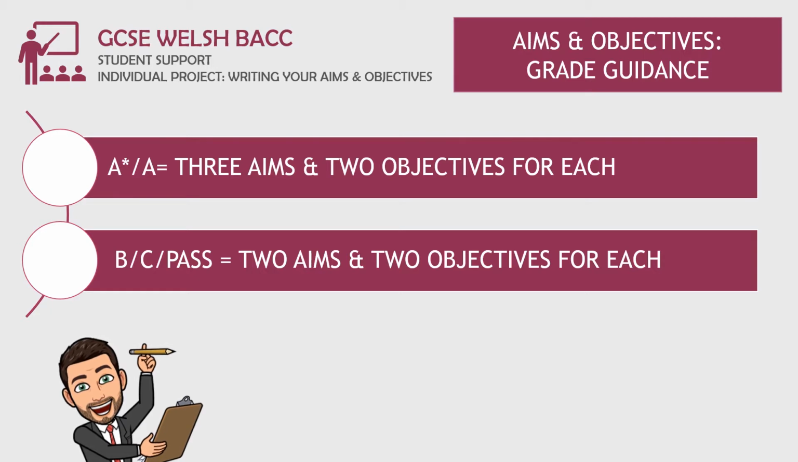In regards to guidance about what you need to do to achieve certain grades, they are as follows. For an A star to A, you should be using 3 aims, with 2 objectives for each. You can have more objectives, but 2 is the minimum. For a B, C or pass, the requirement is that you have 2 aims and 2 objectives.